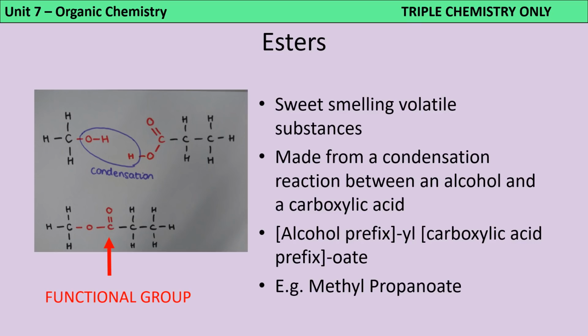They're made from a condensation reaction between an alcohol and a carboxylic acid, and if you know the name of the reactants that they were made from, then you can name the ester. You take the prefix of the alcohol and put "-yl" on the end, and then the prefix of the carboxylic acid and put "-oate" on the end.